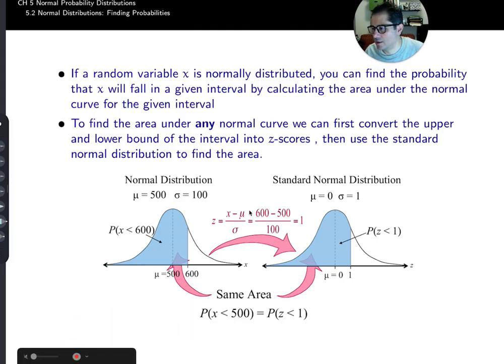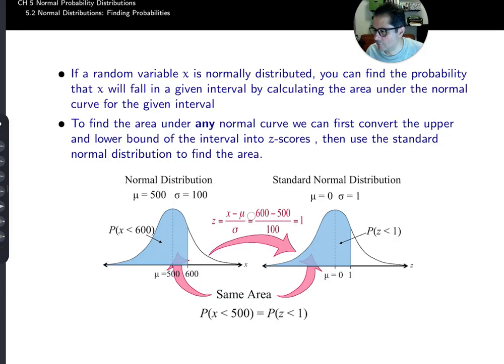So here's the standard normal curve, the one that has mean 0 and standard deviation 1. And over here I have a normal distribution that has mean 500 and standard deviation 100. Say I want to find the area to the left of 600 on this one. This is the blue area right here. If I didn't know another way to do it, I can find the z-score. Because the standard deviation is 100, this 600 is exactly one standard deviation above the mean, which tells me that the z-score is equal to 1.